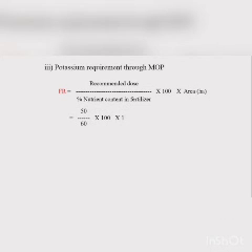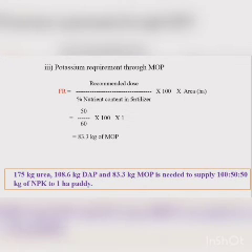Potassium requirement through MOP is similar to the straight fertilizer calculation: 50 divided by 60 into 100 into 1, which is 83.3 kg of MOP. The solution is 175 kg of urea, 108.6 kg of DAP and 83.3 kg of MOP is needed to supply 100:50:50 kg of NPK to 1 hectare of paddy.